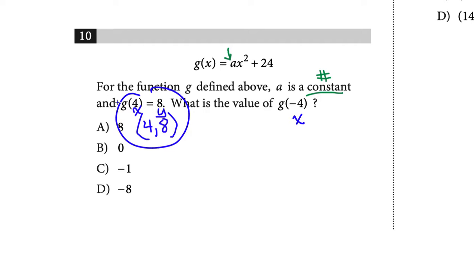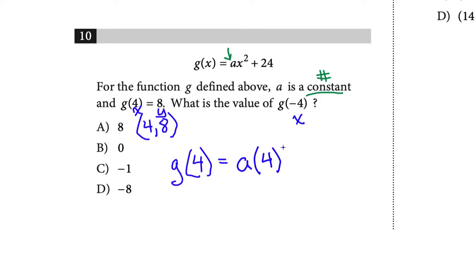I'm plugging in 4 for x. So I'm saying g of 4, remember that x here is 4. G of 4 on the left-hand side. On the right-hand side, everywhere that you see an x, x is 4, so I have a 4 squared plus 24.